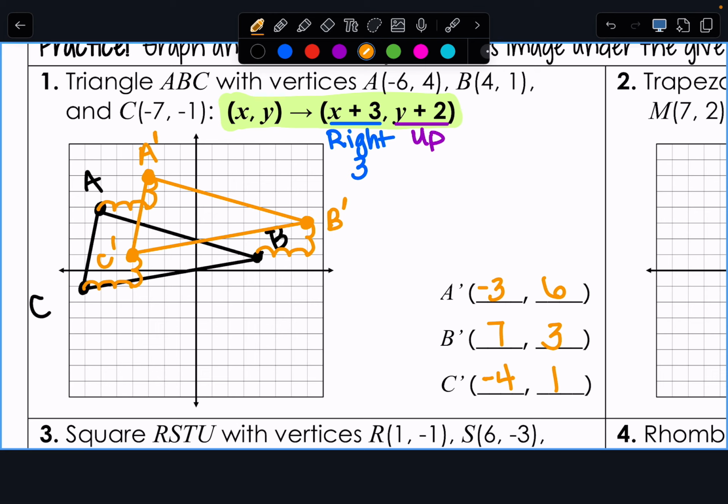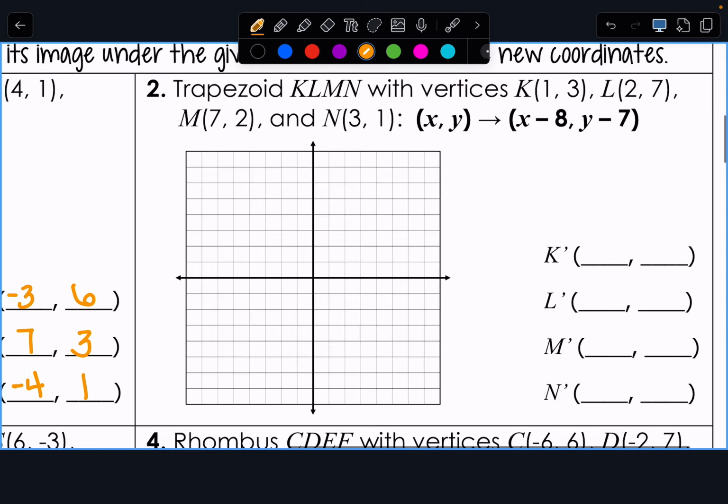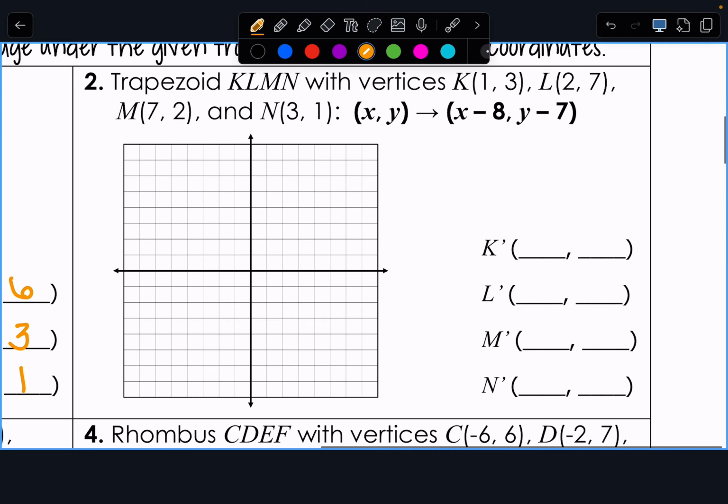All right, while I draw the trapezoid in number 2, I want you to talk about what way we are moving 8, what way we are moving 7. You and your elbow partner figure it out. Go.